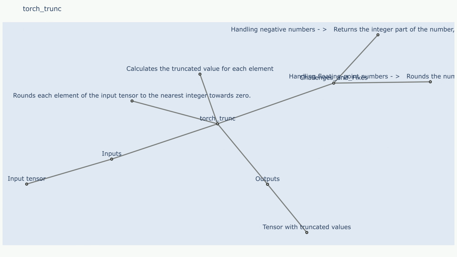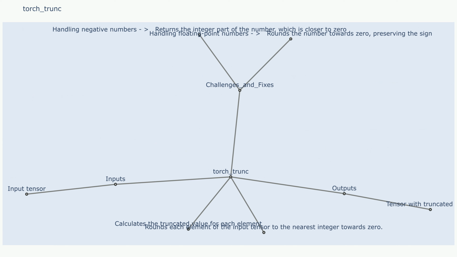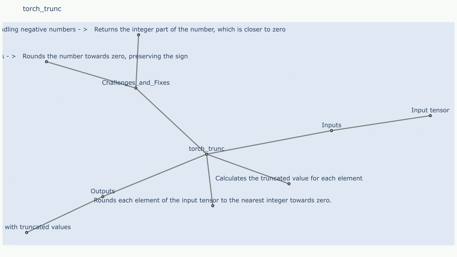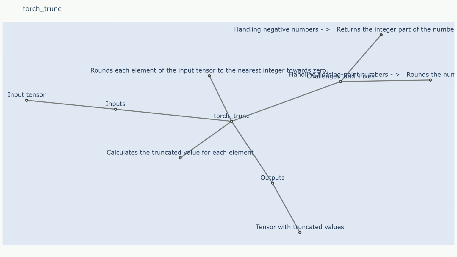Challenge 2: input tensor has elements that are not numbers. Sample use case that resulted in challenge 2: the input tensor contains strings or other non-numeric elements. Fixes to challenge 2: ensure that all elements in the input tensor are numeric before applying the torch.trunc function.